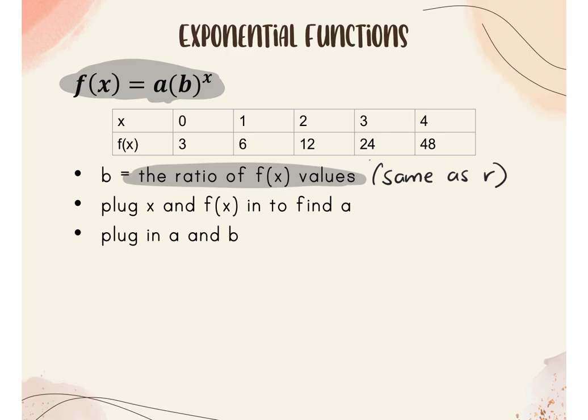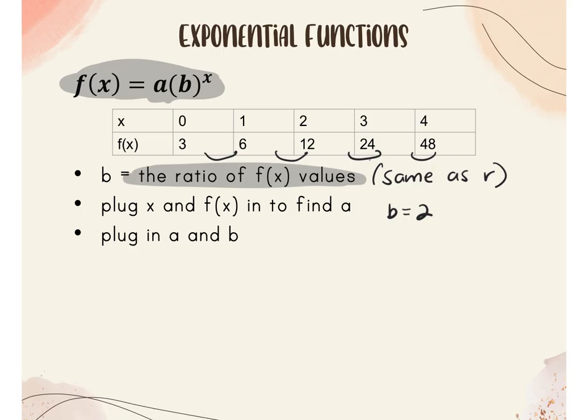And if you wanted to find the equation when you were given values, you'll first get the b or the r by figuring out what you're multiplying by each time here. So for example, 3 times what is 6, 6 times what is 12, or 6 divided by 3, 12 divided by 6. All of that would tell you that r is 2, which means b is 2.